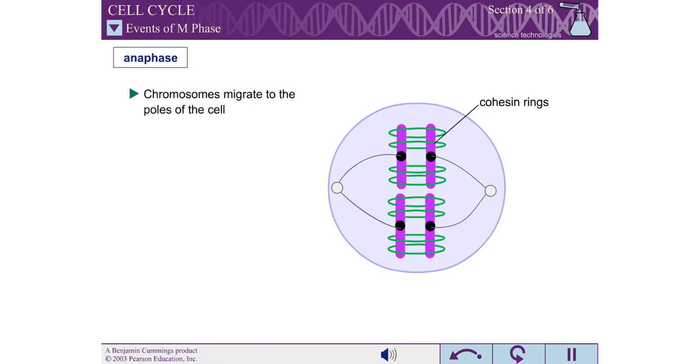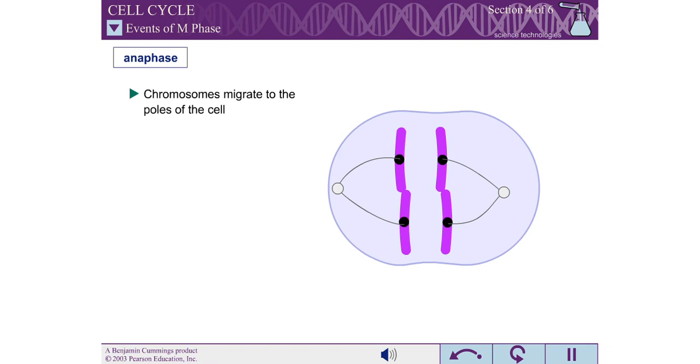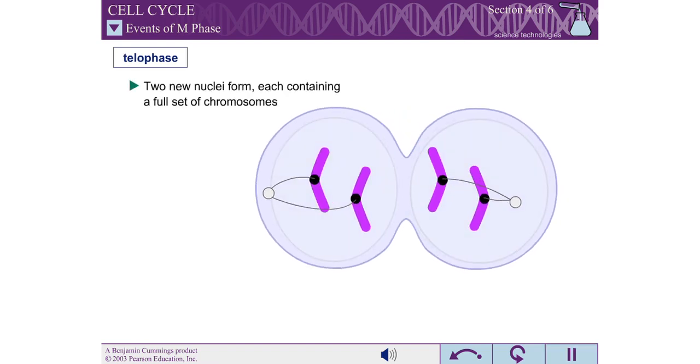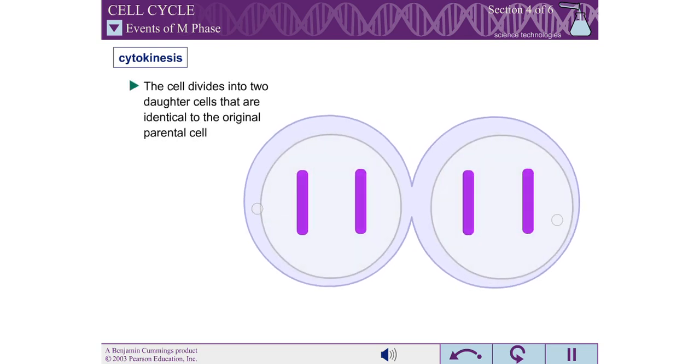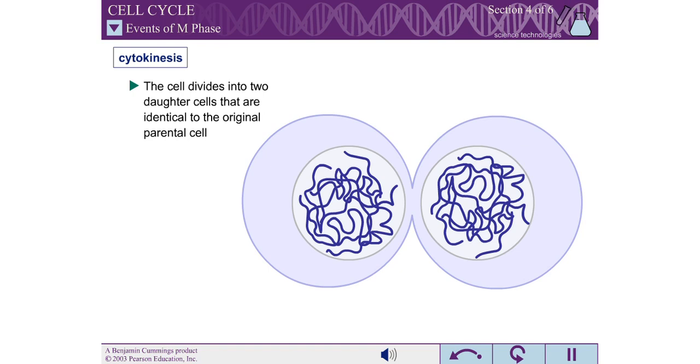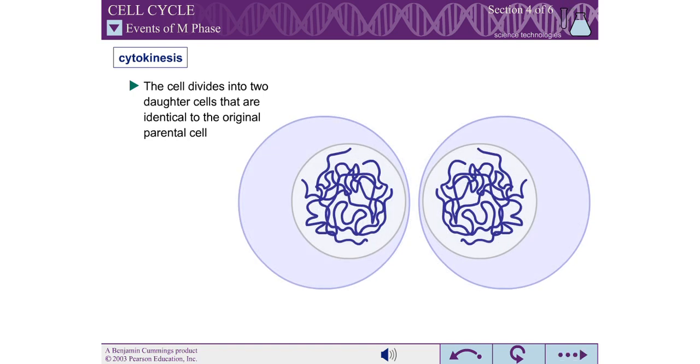In anaphase, the cohesion between the sister chromatids is lost, and the microtubules pull the two sets of chromosomes to the opposite poles of the cell. New nuclear membranes form around each of the sets of chromosomes in telophase, the final step of mitosis. Cell division is then completed by cytokinesis, the physical separation of the cytoplasm of the two new daughter cells.